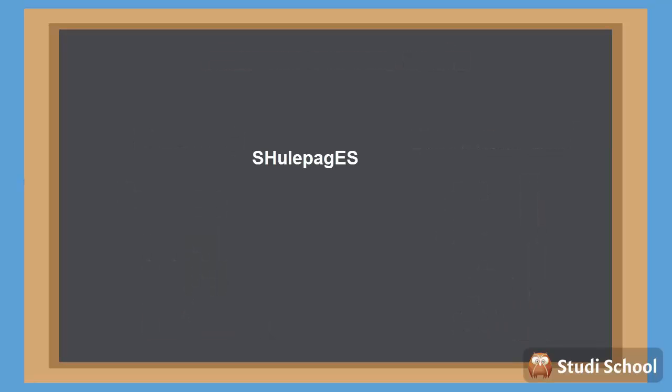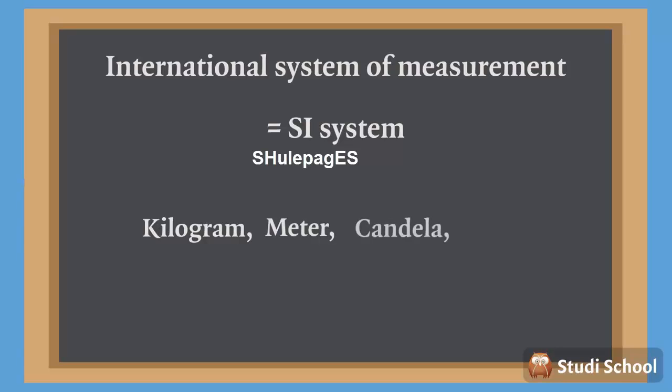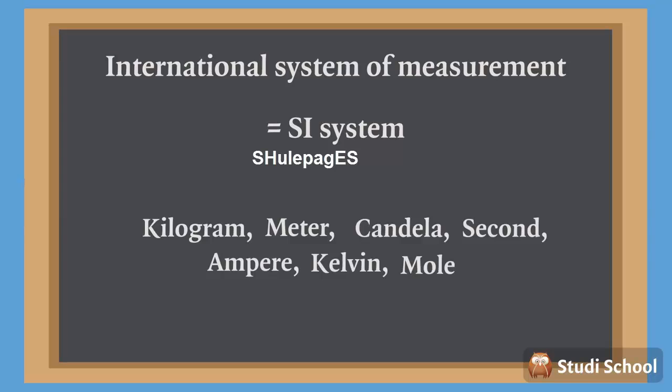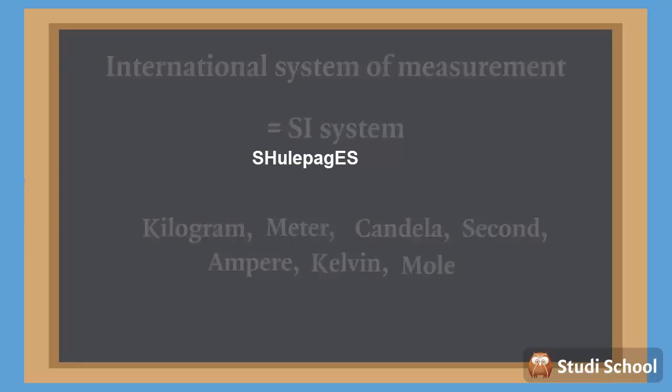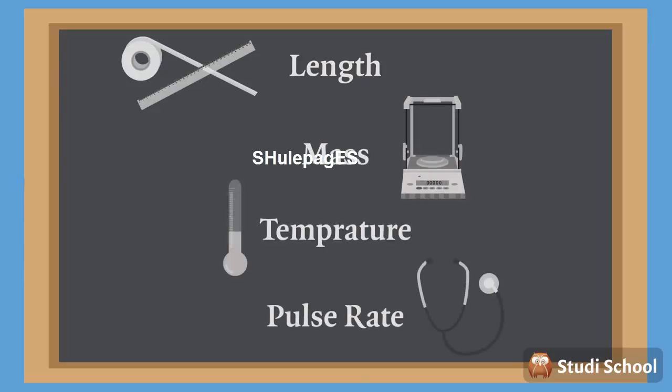We also know about the International System of Measurement, or the SI system. These units of measurement include kilogram, meter, candela, second, ampere, Kelvin, and mole. For the purpose of biology, we tend to focus on 4 types of measurements: length, mass, temperature, and pulse rate. So remember, measurements are a very important part of biology and scientific investigations. It's a good idea to learn some more about different types of measurements.